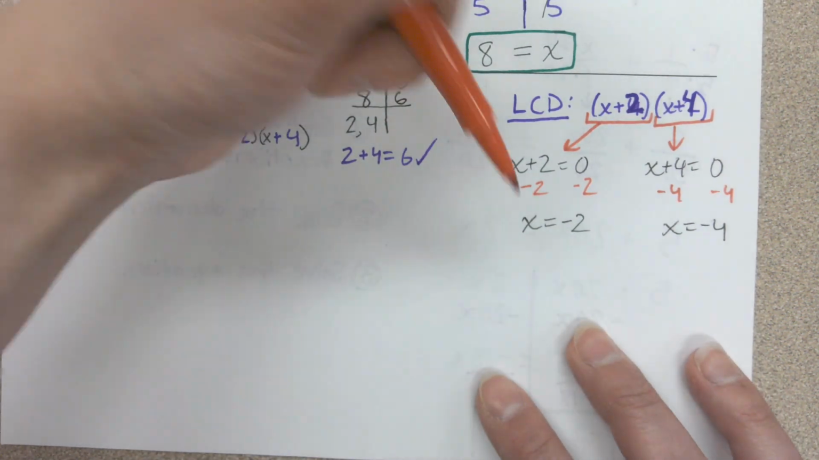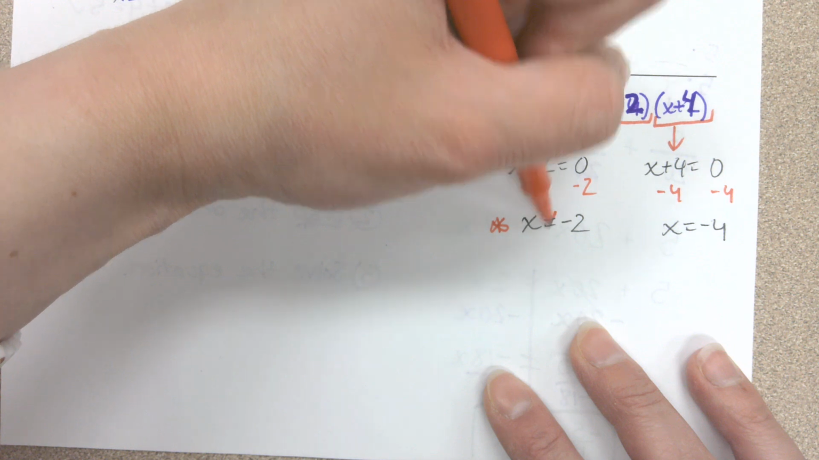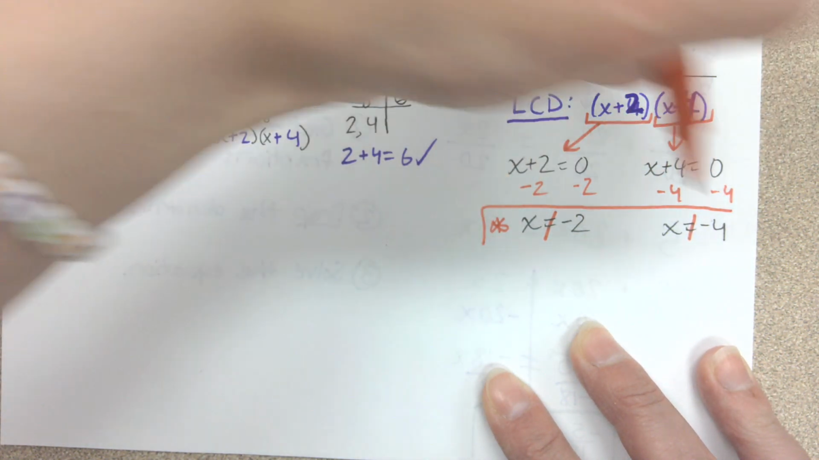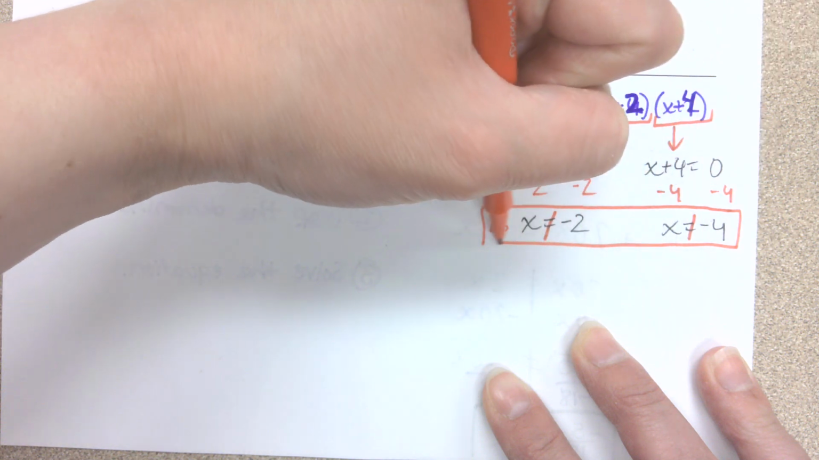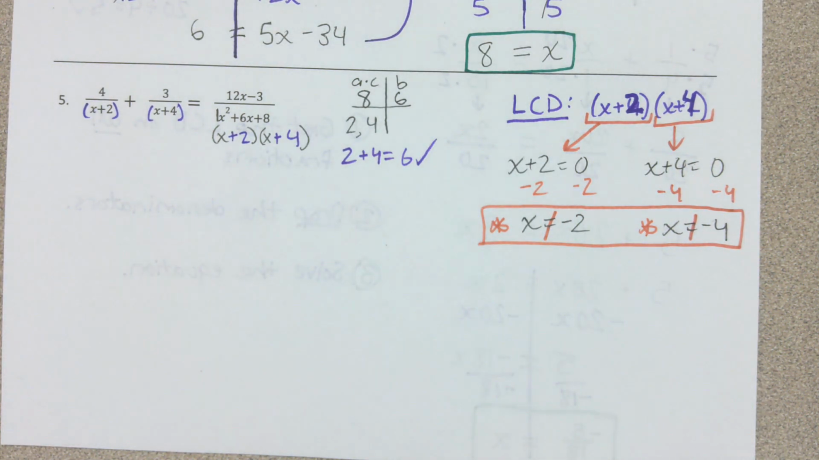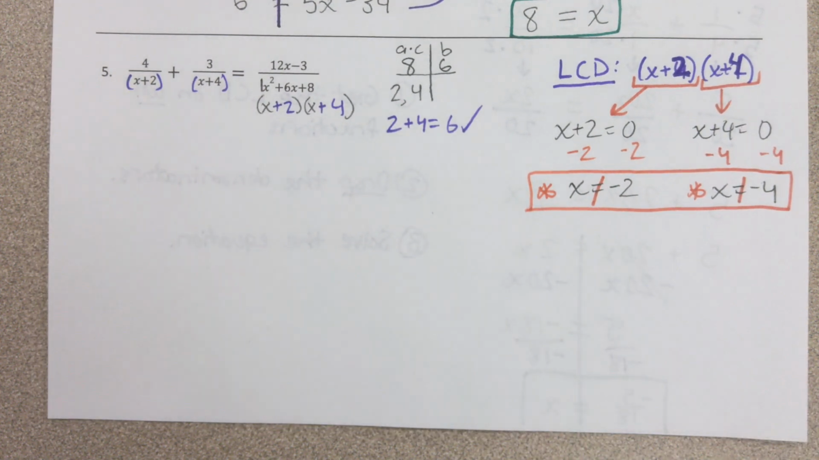So we have two extraneous solutions to keep our eye on for this problem. x cannot be negative 2 or negative 4. So look out for both of those. If we get either of those numbers at the end, it is no solution. All right, let's solve like normal.